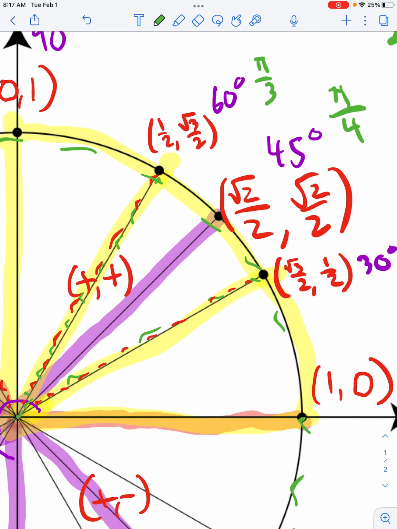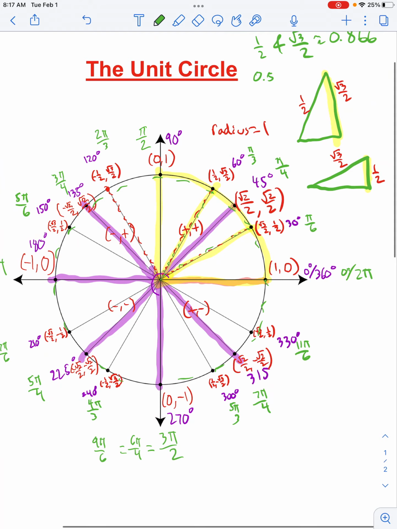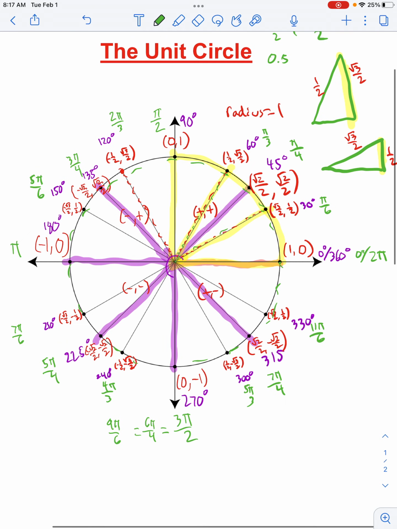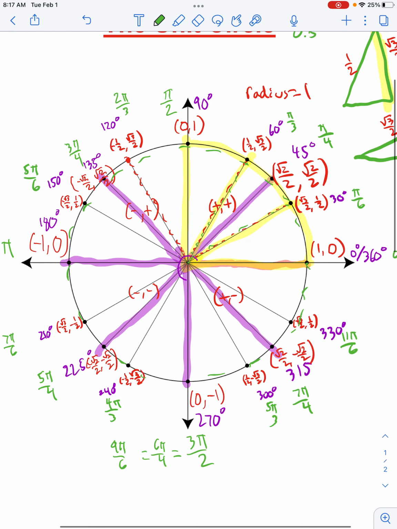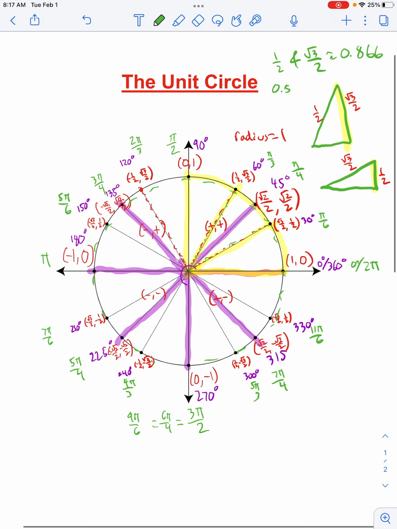So again, all you have to do is come up with one section of it, and if you can create one section of it, you can create the whole unit circle based off of the x and y positive and negative coordinates.